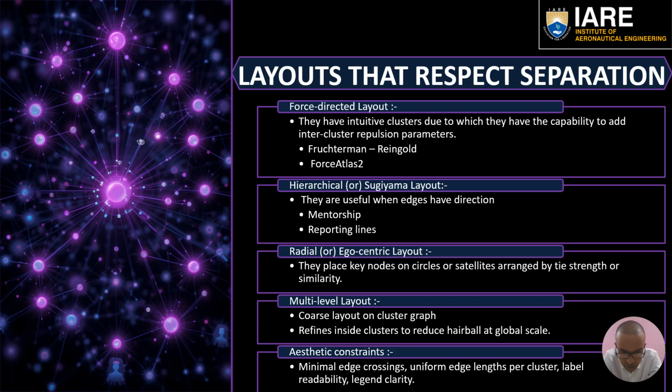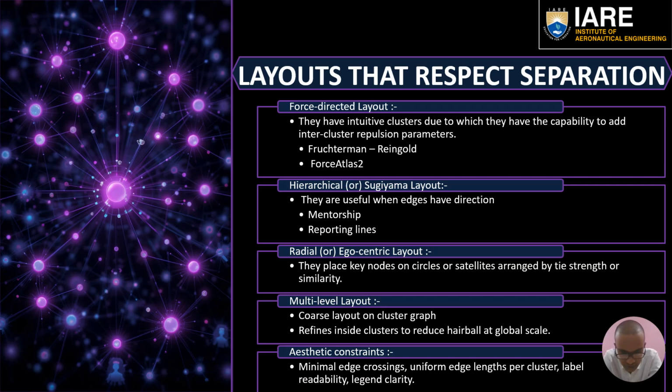The second one is hierarchical or Sugiyama layout. These layouts are useful when edges have direction. Two of the examples are mentorship and reporting lines. The third one is radial or egocentric layout. They place key nodes on circles or satellites, which are arranged by tie strength or similarity.